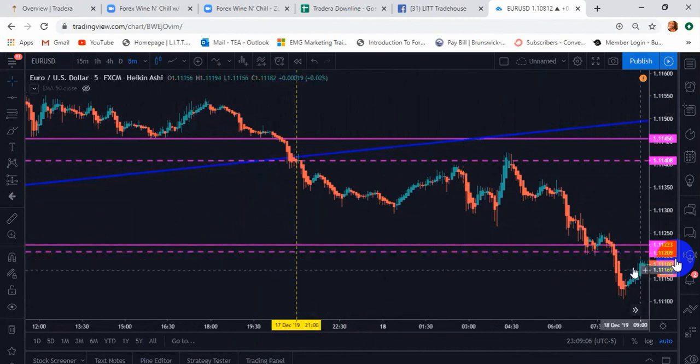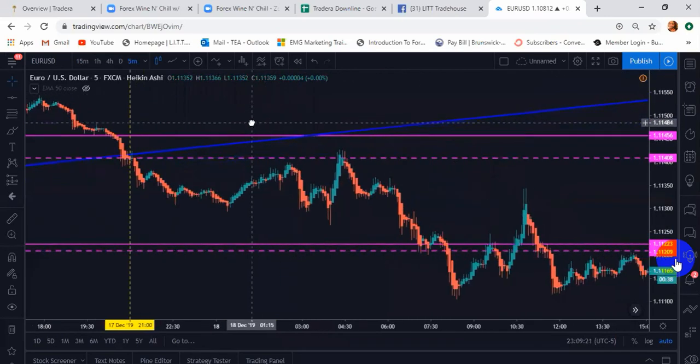You see this right here, this dotted line. And the reason why I make it dotted is because I don't want to confuse myself with my support and resistance areas. Okay. But I'm looking at price. So I put in take profit 1.1209 and I go about my day.